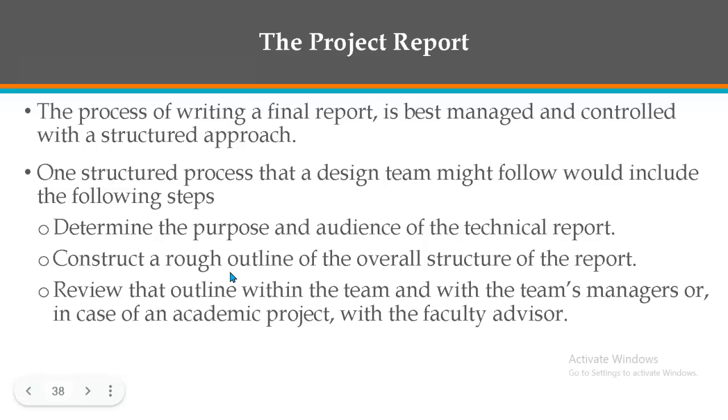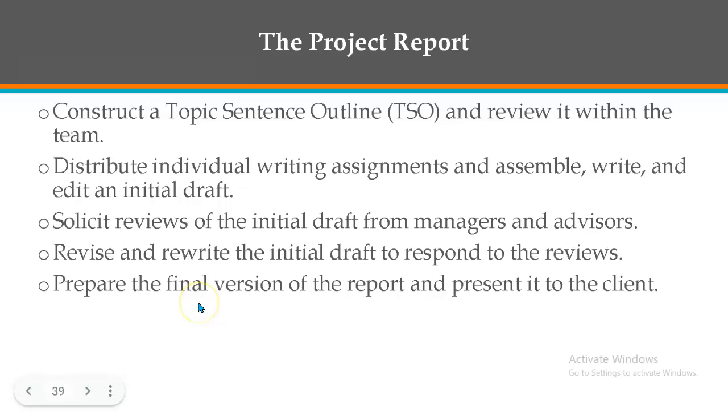Next is the project report. The process of writing a final report requires a well-structured approach. First you should determine the purpose and the audience, make a rough outline, and review it with your manager or with an academic project faculty advisor. Then you create a topic sentence outline and review it with the team. For each individual you can provide written assignments and an initial draft, and get reviews from managers and advisors. According to these you can revise and rewrite the initial draft, and then finally make a final version of the report and present it to the client.